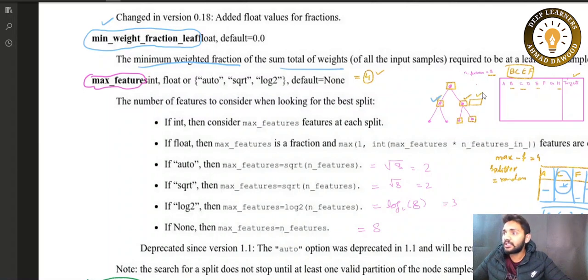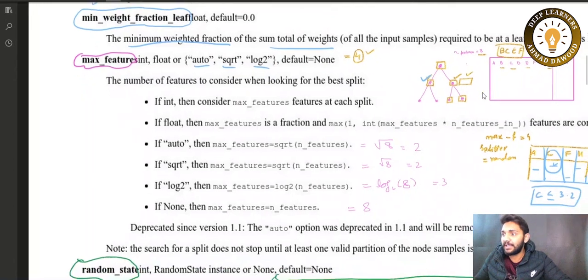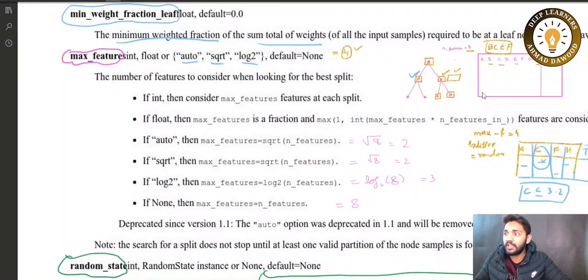There are also values you can mention here like square root, log base 2, and auto. If you pass auto, it will consider the square root of the features, and if you pass square root, it will again consider the square root of features. Let's say you have 8 features, then the square root of 8 is 2 point something, but it will be taken as the integer 2.